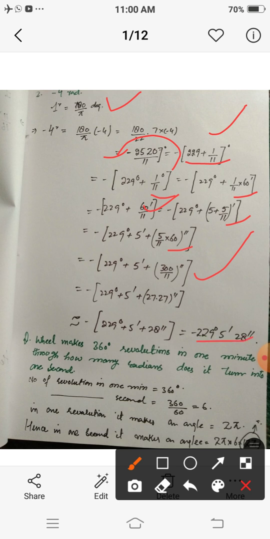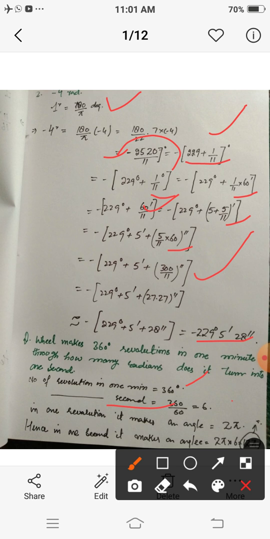So in this way you can convert any degrees into radians or radians into degrees. Now we have the problem, which is question number 2: a wheel makes 360 revolutions, 360 not degrees, 360 revolutions in 1 minute. Through how many radians does it turn in 1 second? Here it is given that in 1 minute it makes 360 revolutions, which implies that in 1 second the number of revolutions is simply 6, because 360 upon 60, since 1 minute equals 60 seconds.